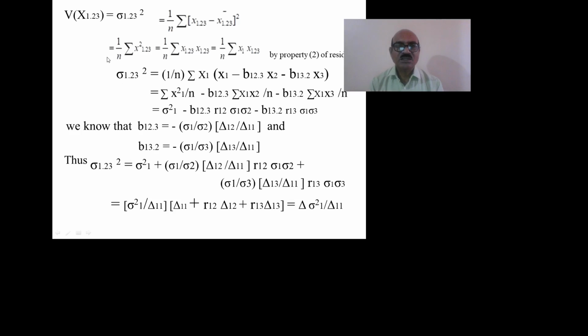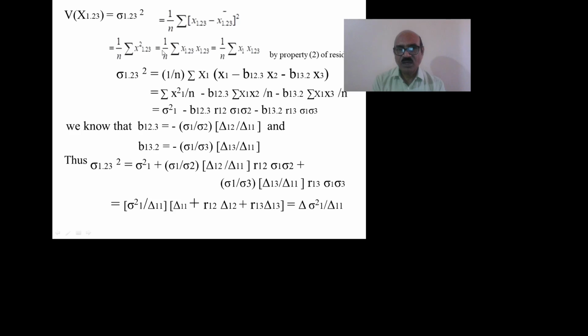Now we'll consider the variance of that residual, that is sigma 1.23 square. What is the formula? That is 1 upon n, residual x1.23 minus its mean, whole square. That is the definition of variance. Using that definition we have written this, but already this x1.23 mean in the previous part we have proved to be 0. Therefore you are left with x1.23 square, that is x1.23 into x1.23. So again by property 2 we will eliminate this 23, so it will be x1 into x1.23.